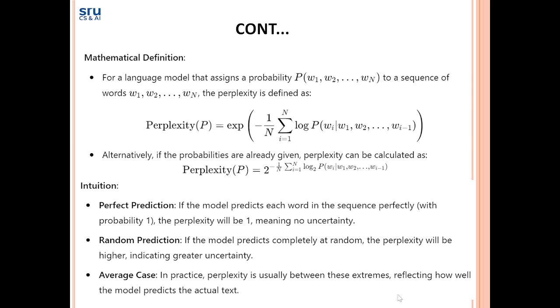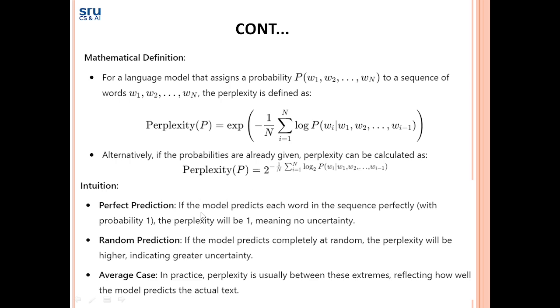Mathematically, perplexity is represented by this equation. This part here refers to a sequence of words W1, W2 up to Wn. Alternatively, perplexity is given by this equation also. So what conclusion can we make by seeing this?